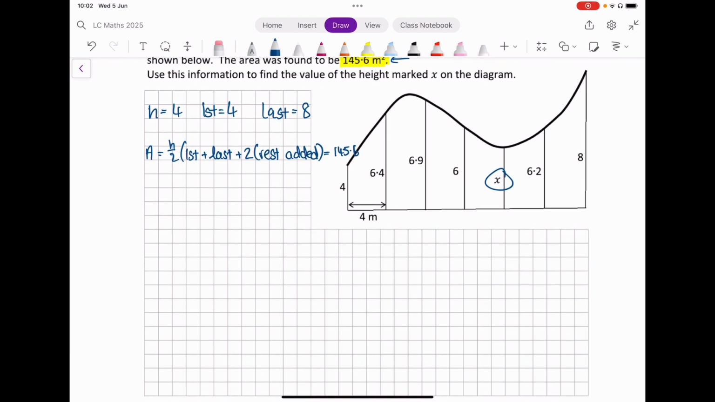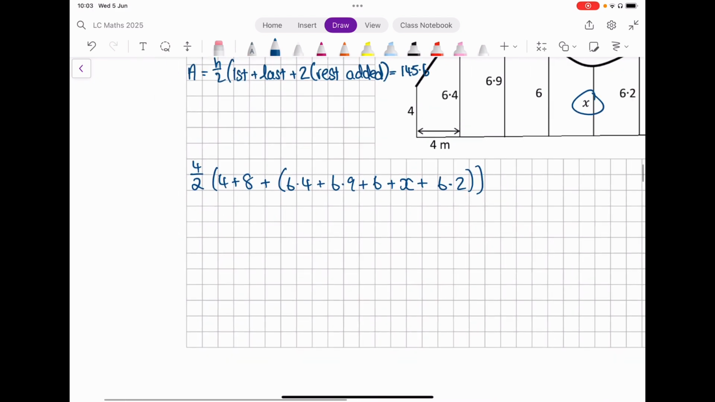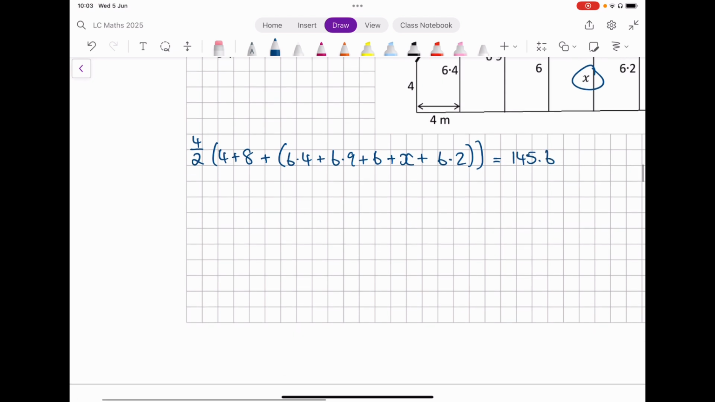So I can just say 4 over 2 by 4 plus 8 plus, and then I just add the rest of them together. So 6.4 plus 6.9 plus 6 plus x plus 6.2, and then 8 is my last, so that doesn't go into that bracket. And we know that that's all equal to 145.6. All right, so this here, 4 divided by 2, just gives me 2. 4 plus 8 gives me 12. And remember, that's outside the bracket, it's not in the bracket at all.